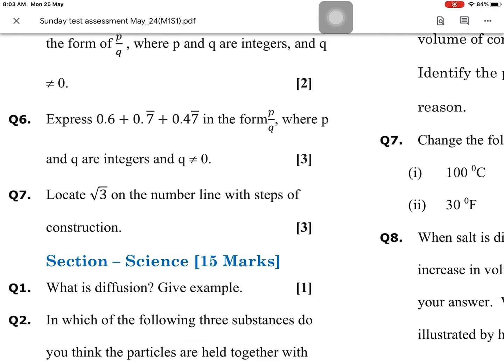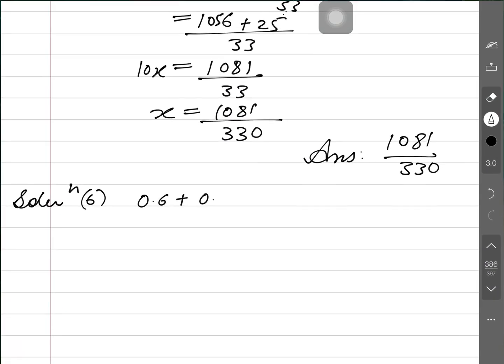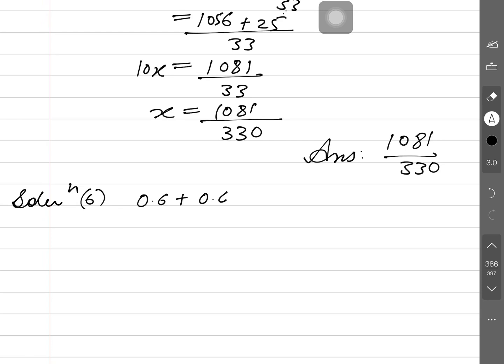0.7 bar and 0.47 bar. Okay, 0.7 bar plus 0.477 bar. Okay, means they are the 3 types of number written in the decimal, repeating and non-repeating. You have to add them. You understand what is written here? Plus means first you have to solve them.